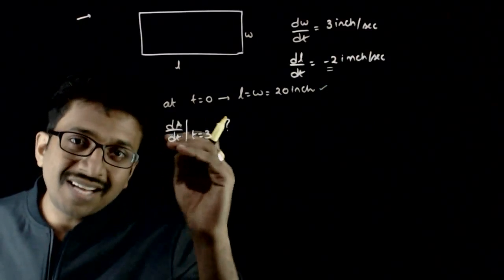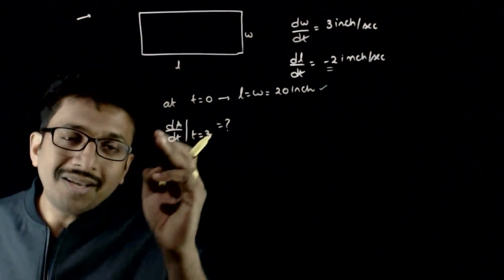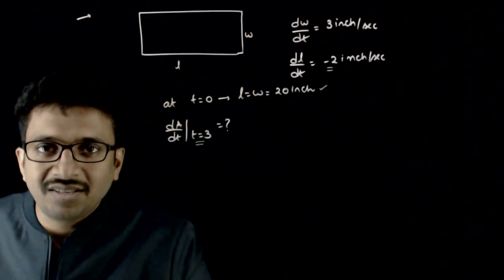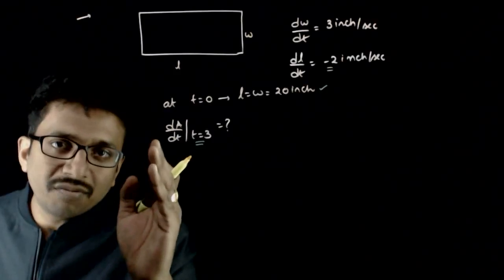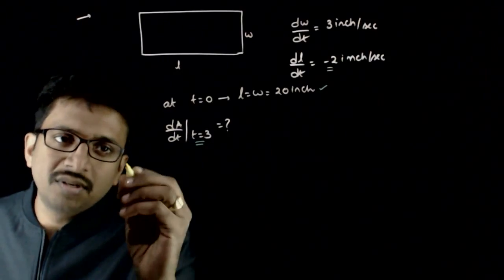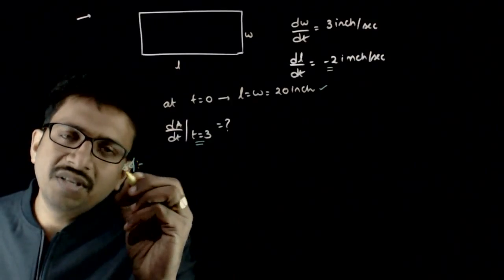If that is taken as my zero time, what is the rate of change of area at t equal to 3 seconds? That's the question. How do we do this? Again, this is a question of differentiation.